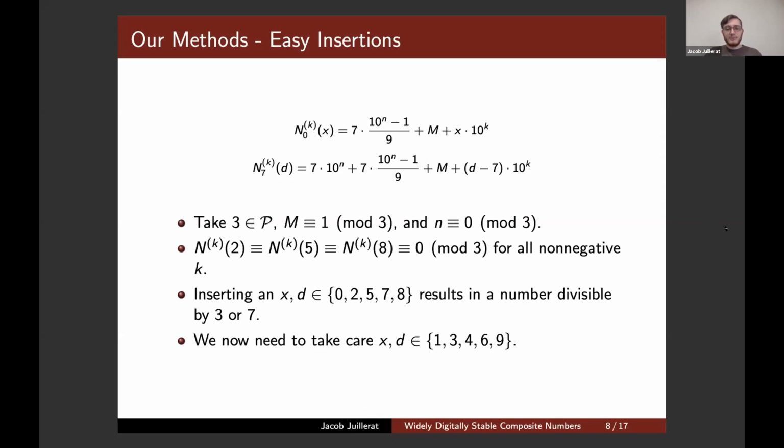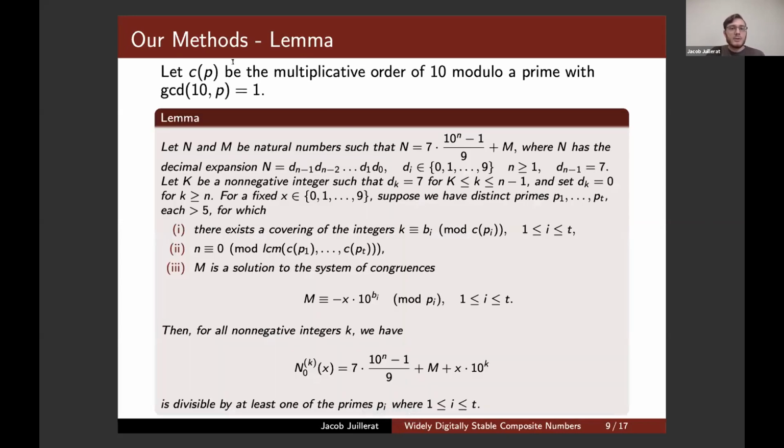The way we're going to deal with each of these insertions is the following lemma, which is pretty long and ugly. So I'll try to reduce it down or explain it. So first off, let C of P be the multiplicative order of 10 mod a prime, with the GCD of 10 and this prime equal to 1. And this lemma is saying that if we take a covering of the integers where the moduli of the congruences depend on primes, where 10 has order the moduli mod that prime.